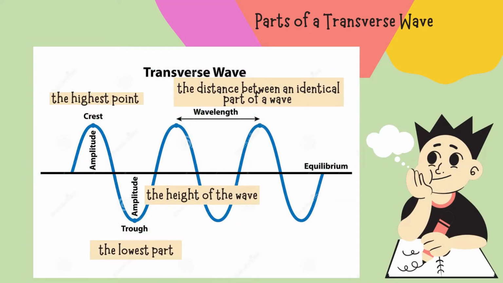Parts of a transverse wave. Crest, the highest point of a transverse wave. Trough, the lowest part of a transverse wave. Wavelength is the distance between identical parts of a wave. Amplitude, it is the height of the wave.